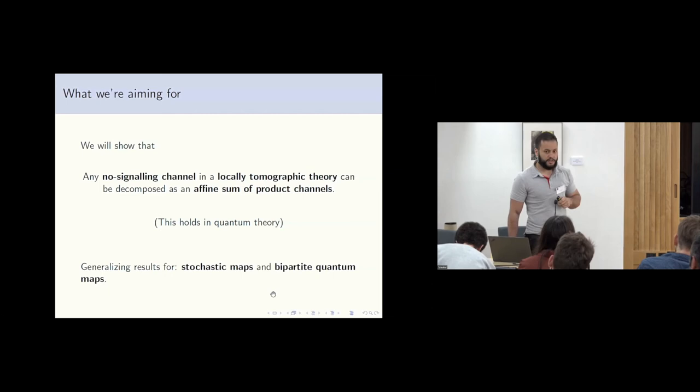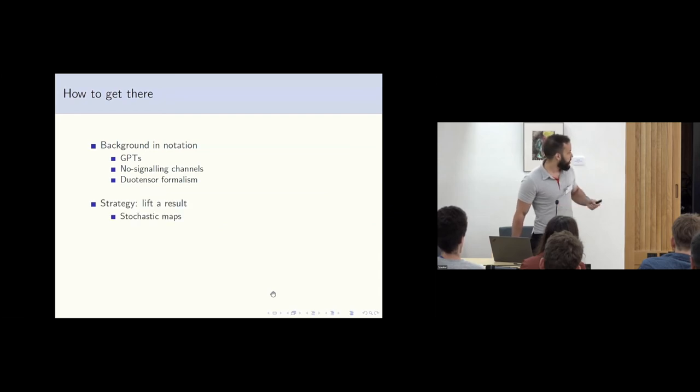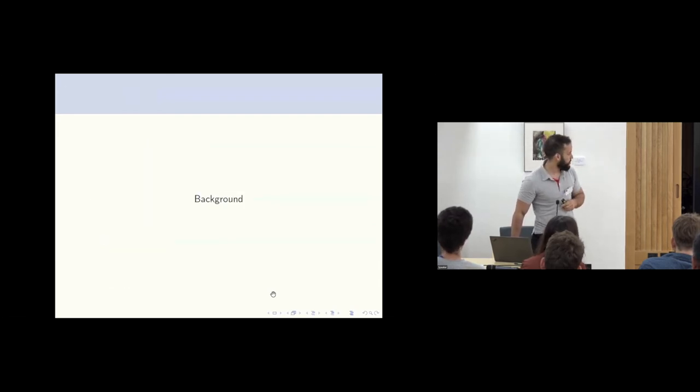in the bipartite case. So to help you make sense of the question, I will provide a background in GPTs, no signaling channels, and in the dual tensor formalism that we use to construct our proof. Then I will describe the idea behind our strategy to make the proof, and show you the main steps in proving the results. Then I will give you some final remarks.